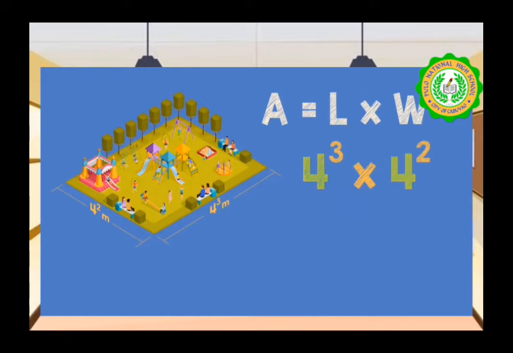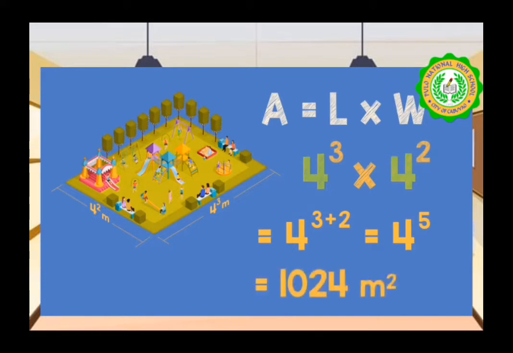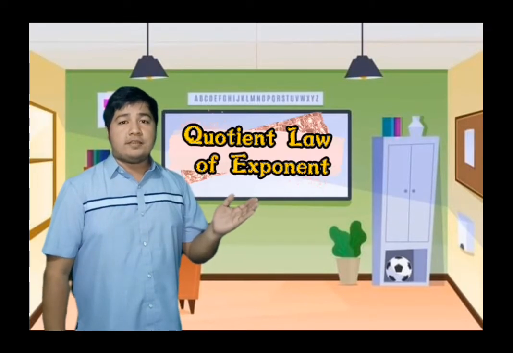So by using law number 1, we just need to copy the common base and then add the exponents. Therefore, the equation will become 4 raised to the power of 5, which means the 4 will be multiplied 5 times. So the area of the rectangle is 1024 square meters. And the second one, that is the quotient law of exponents.